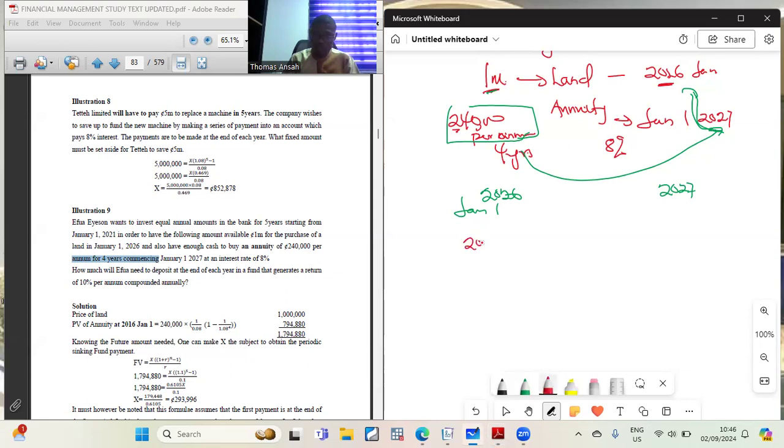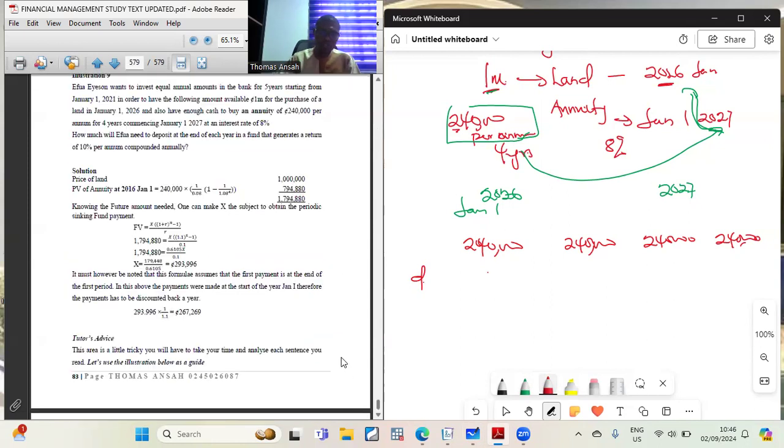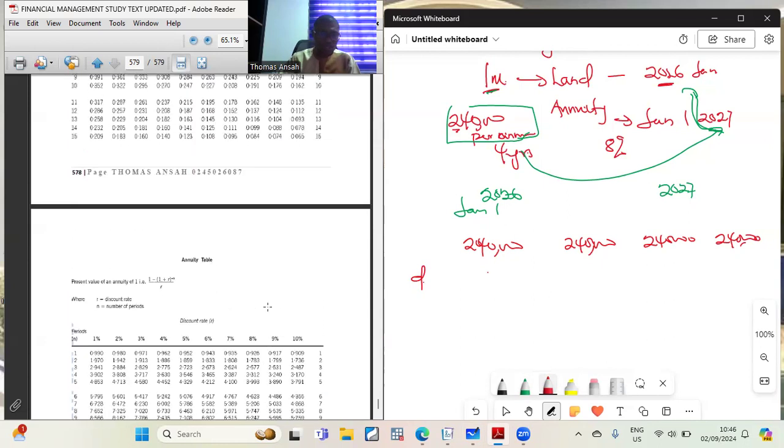Year 1, 240,000. Year 2, 240,000. Year 3, 240,000. Year 4, 240,000. And you apply the discount factor of 8%, then you PV them. So let's go and see if we have 8% in the discount factor table, then we will use it to do the PVing. Do we have the 8% discount factor?